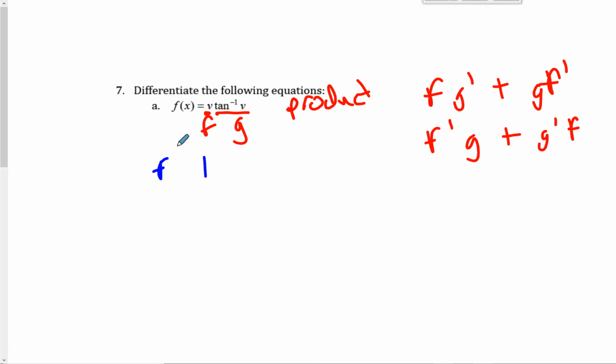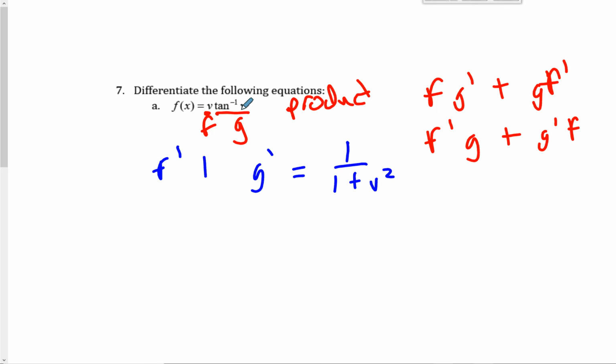Okay, so take the derivative of that. That's just going to be 1, so F prime is 1. G prime would be the derivative of tan inverse of v, and if you look it up, I'm looking at the hyperbolic ones right now. I don't want the hyperbolic ones, I want tangent. There it is: 1 over 1 plus v squared. So the derivative of G is 1 over 1 plus v squared.